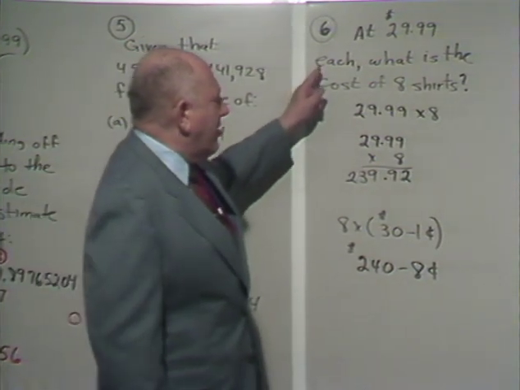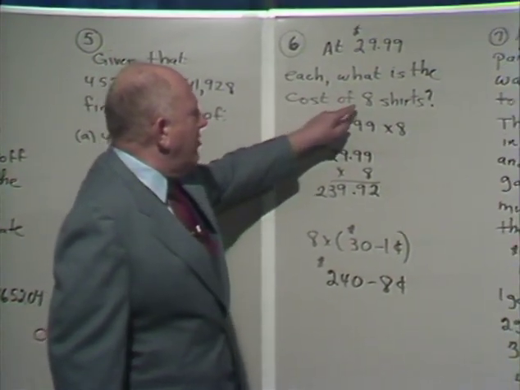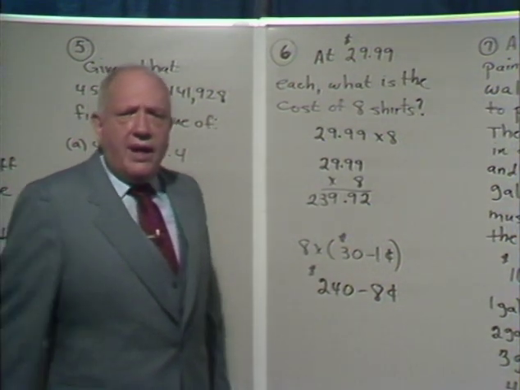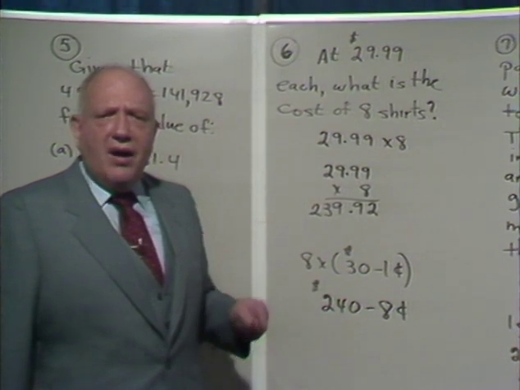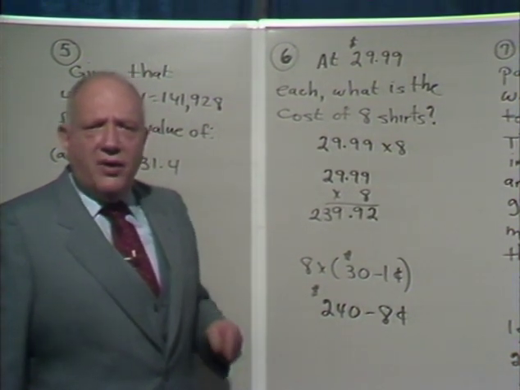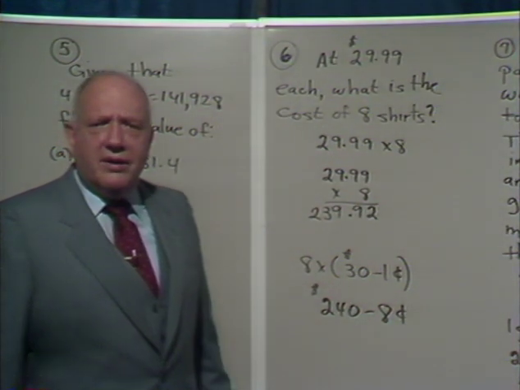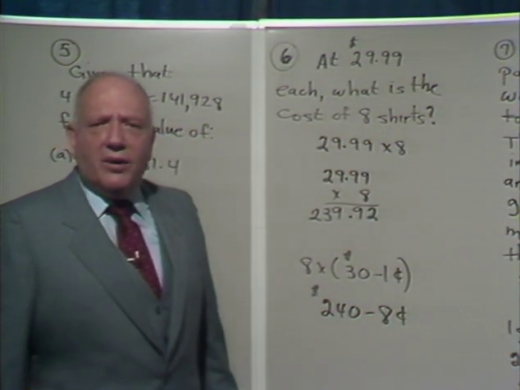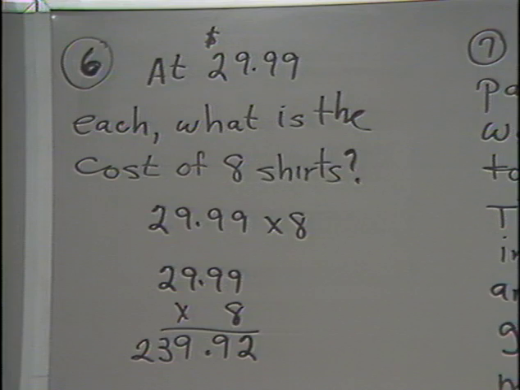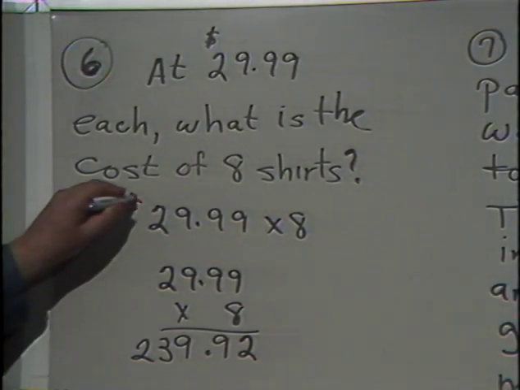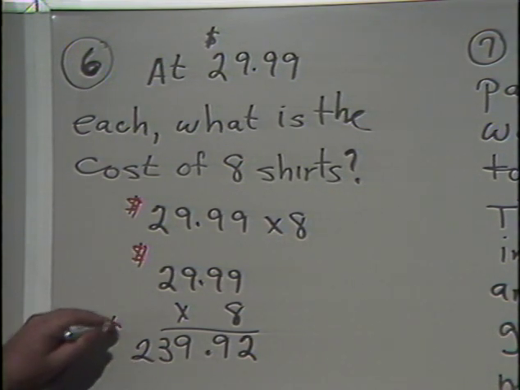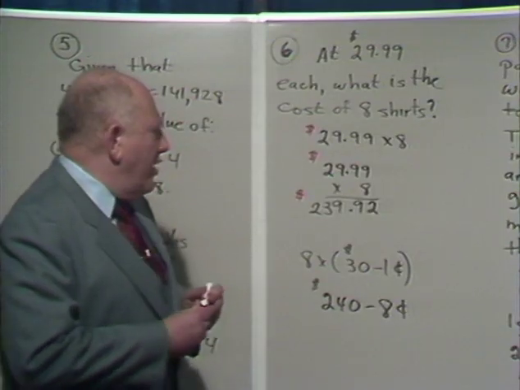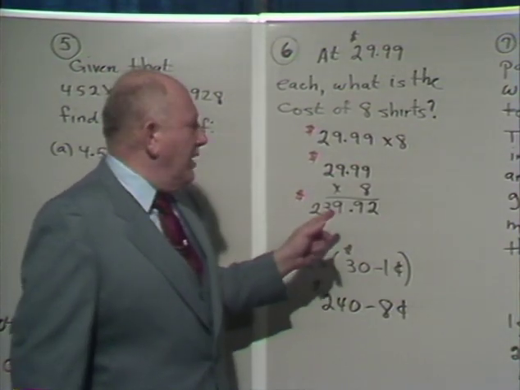How are we going to analyze this problem? We want to find the cost of 8 shirts. Each shirt is $29.99. So 2 shirts would cost $29.99 twice. 3 shirts would cost $29.99 3 times. In short, what do we want? The 8th multiple of $29.99. To solve this problem, we're simply going to take $29.99 8 times. And we do this, and we get $239.92.